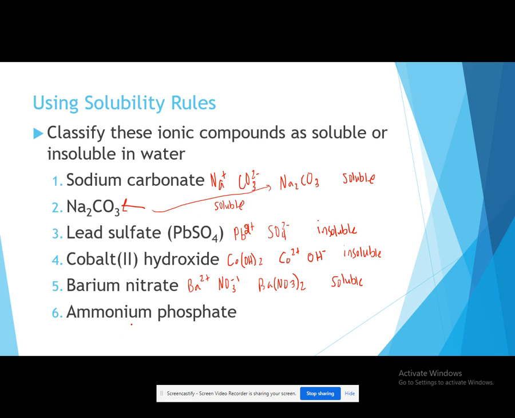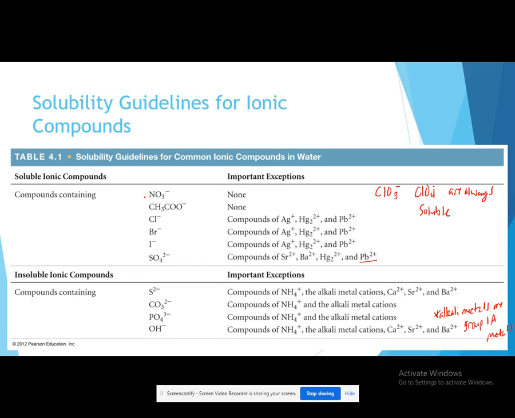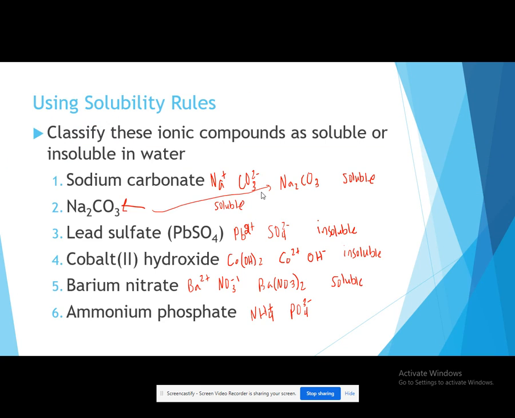Okay, and then down here, ammonium phosphate. If you have ammonium, which is NH4+, and phosphate, PO4 3-. So if I have ammonium or phosphate, if I look up here, okay, we get down to phosphate. It's usually insoluble, but since it's attached to ammonium right here, it makes it soluble. So this one becomes soluble. So how did you guys do?